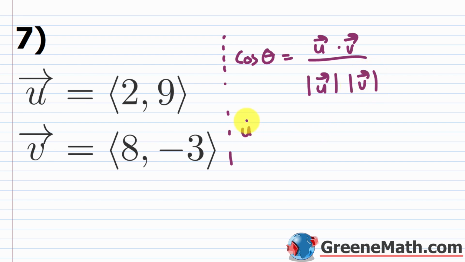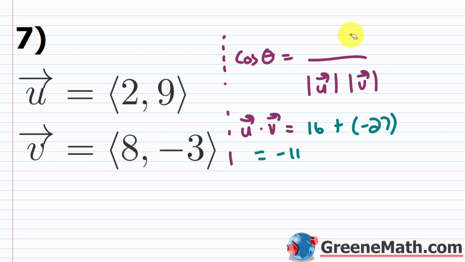So let's figure out what is the dot product first. So u dot v is equal to what? So I'm going to multiply these horizontal components together. So 2 times 8 is 16, and then plus, I'm going to multiply these vertical components together. So 9 times -3 is -27. So 16 plus -27, that's going to give me -11. So let me put this up here as -11. Let me get rid of this.